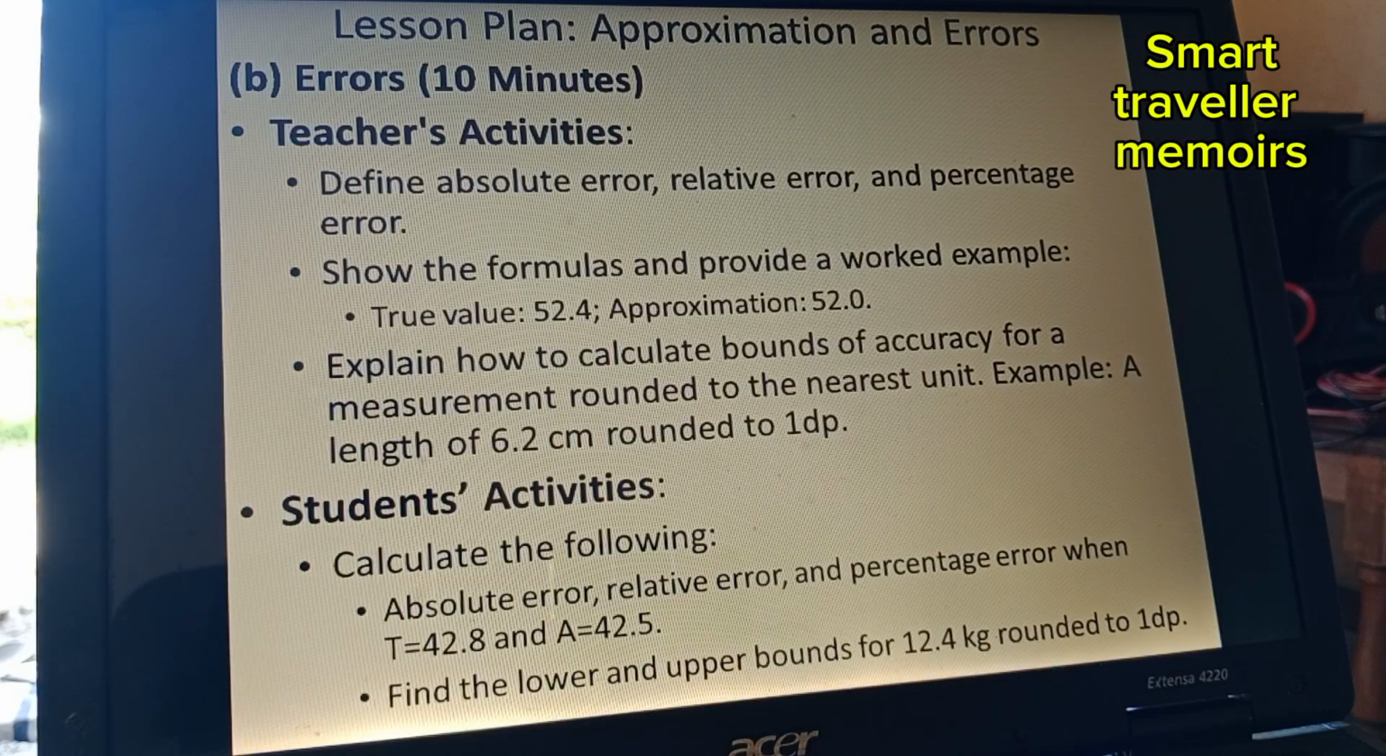Students' activities. Calculate the following: absolute error, relative error, and percentage error when true value is 42.8 and approximation is 42.5. Find the lower and upper bounds for 12.4 kg rounded to 1 decimal place.